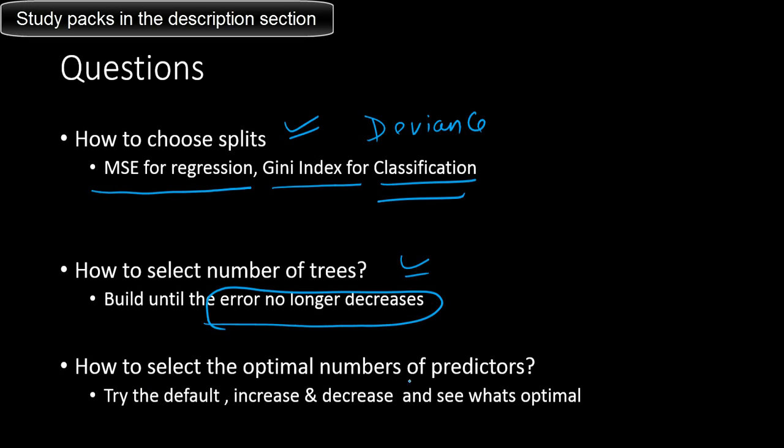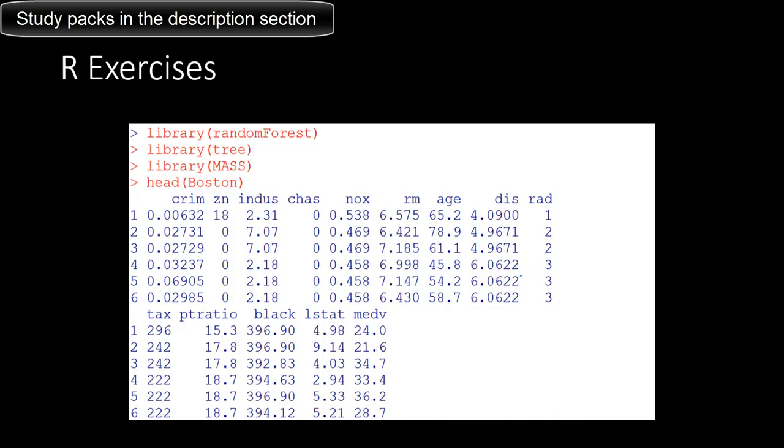How do we select the optimal number of predictors? You can try with the default, and then increase and decrease to see what is optimal. The default may not work well all the time, so do a trial and error, and you might get a better result. So we'll take an exercise and build a random forest model using R.